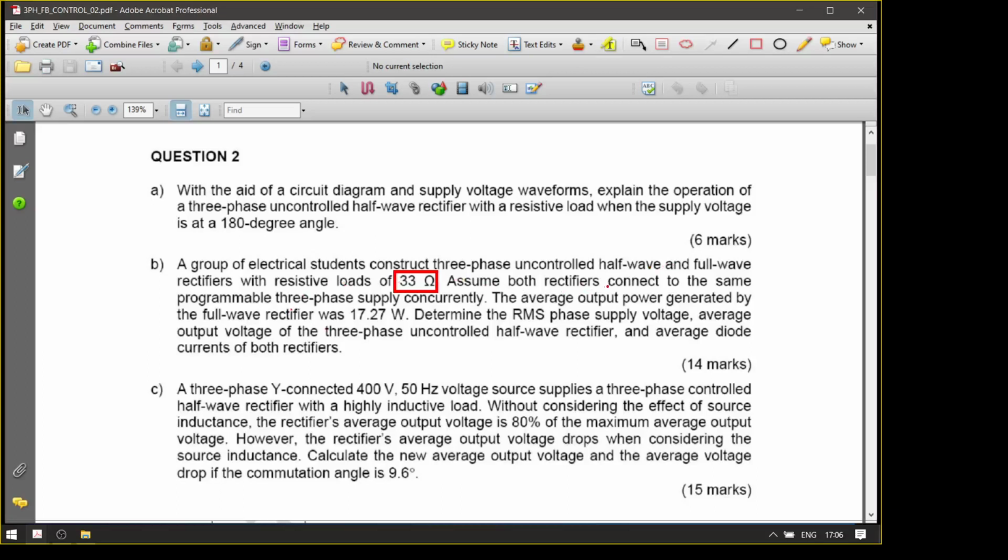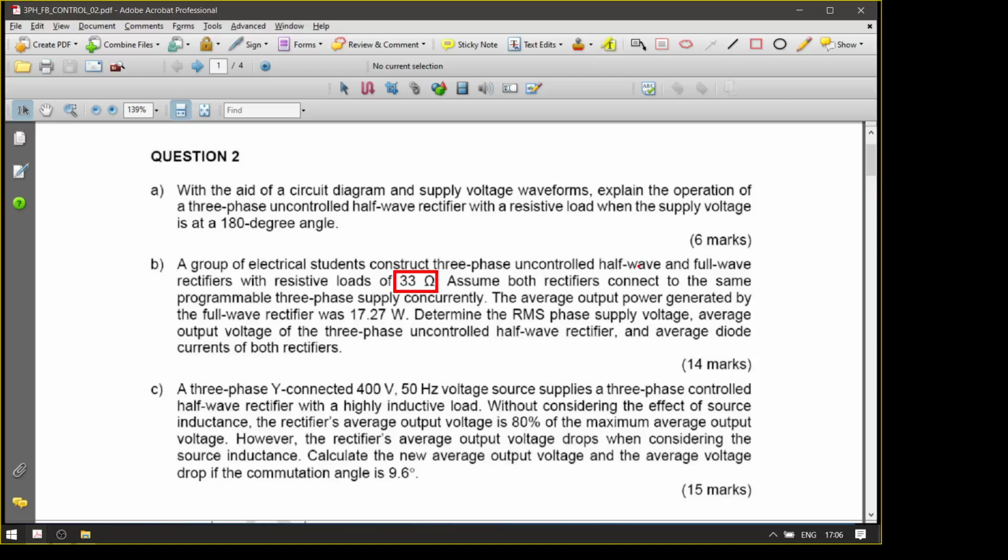And assume both rectifiers connect to the same programmable three-phase supply concurrently, which means these two rectifiers are connected to one programmable supply, so you can change the output voltage. The supply to both the half-wave and full-wave rectifier can be varied. The voltage can be varied.